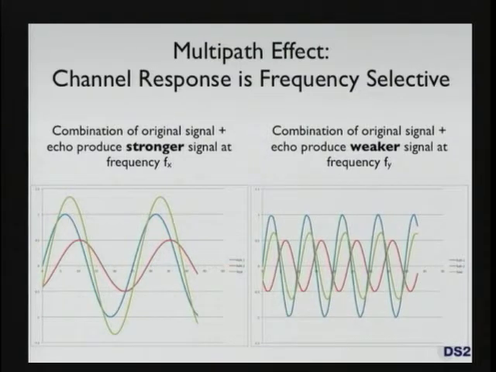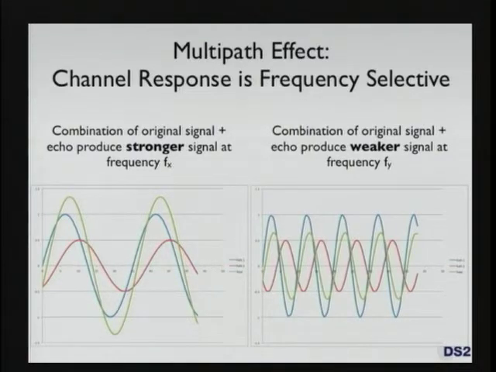So for example, if you send two signals, the blue one and the red one, in this case, because of the specific delay and the frequency, they kind of help each other to get a stronger signal. So in this case, in this frequency, you will get a stronger signal thanks to the multipath. But in this other case, they are in different phases, so the actual output signal, the red one, is smaller than any of the two original ones. So in this case, the signal will be weaker, and that frequency will not be very useful for sending data.